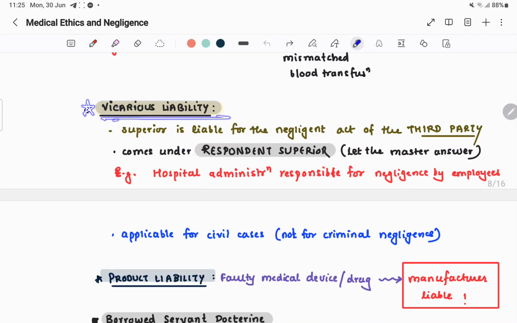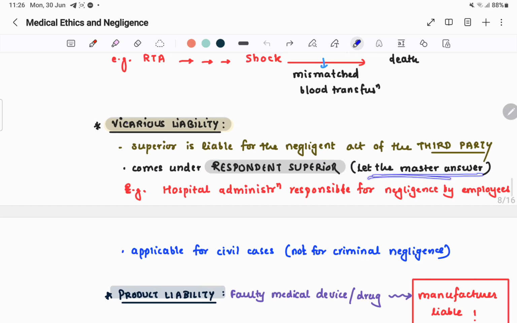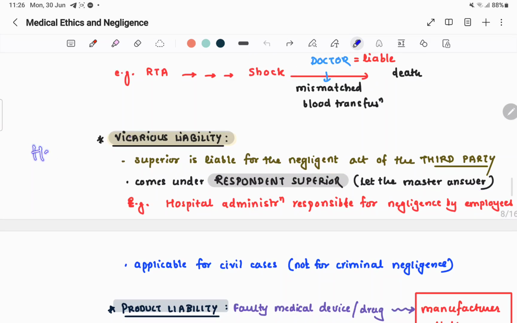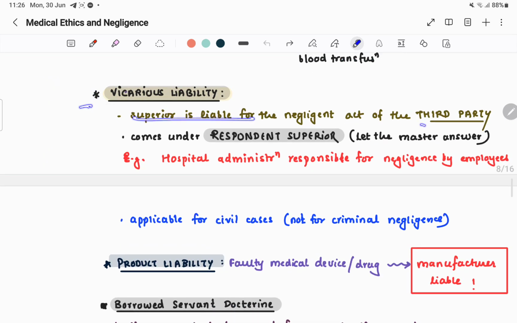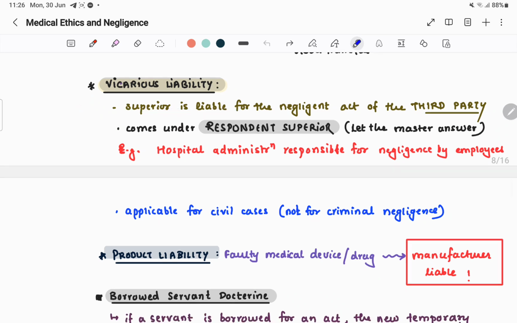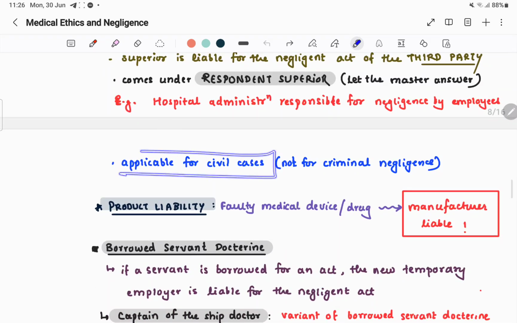Another thing, vicarious liability. The superior is responsible for the negligent act of the third party. This comes under respondeat superior, let the master answer. The hospital administration will be responsible for the negligent acts of the employees, of the interns. This is vicarious liability. The administration, the superior, will be responsible for the act. It is applicable for civil cases only. In criminal cases you will be responsible yourself.